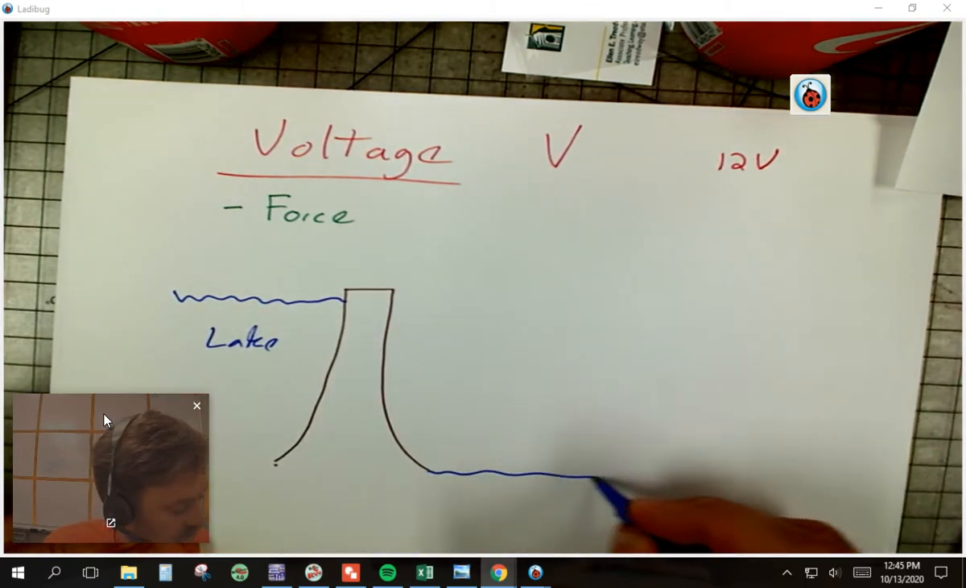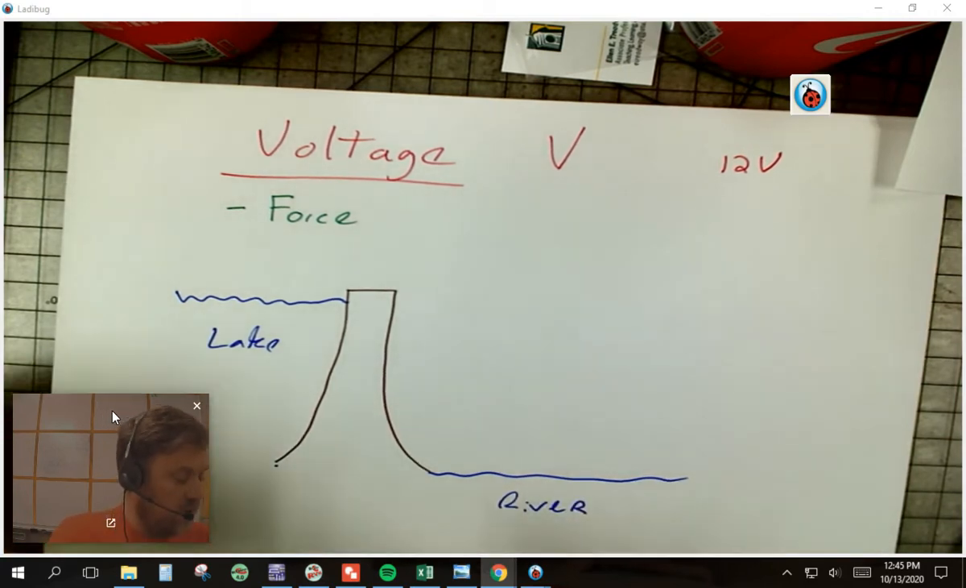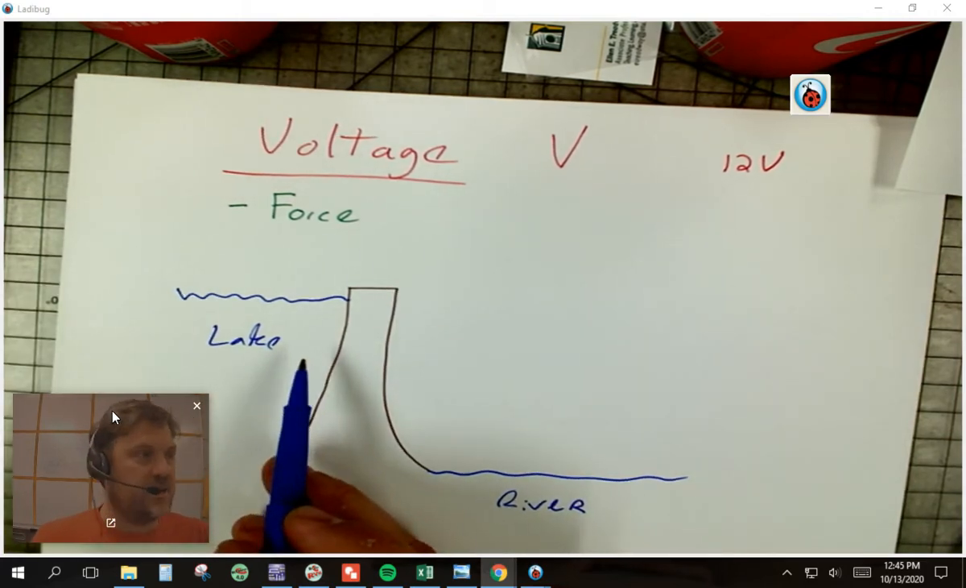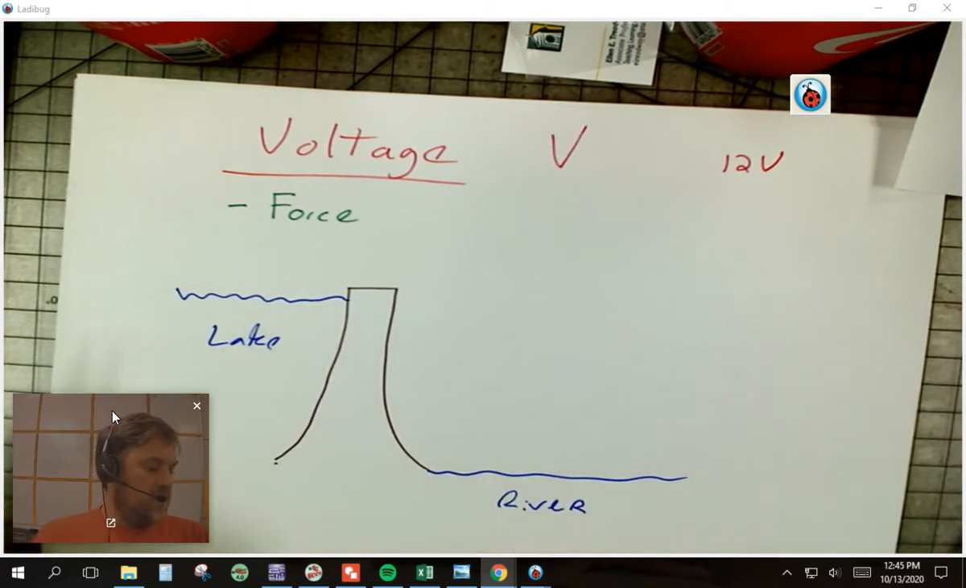And then down here is a river, right? You guys understand how dams work, right? And so all this water behind here has potential energy. If it was unfettered and let run, it could bust out and it would have all of that force with it, and it would be going pretty fast if you've ever seen a dam break.